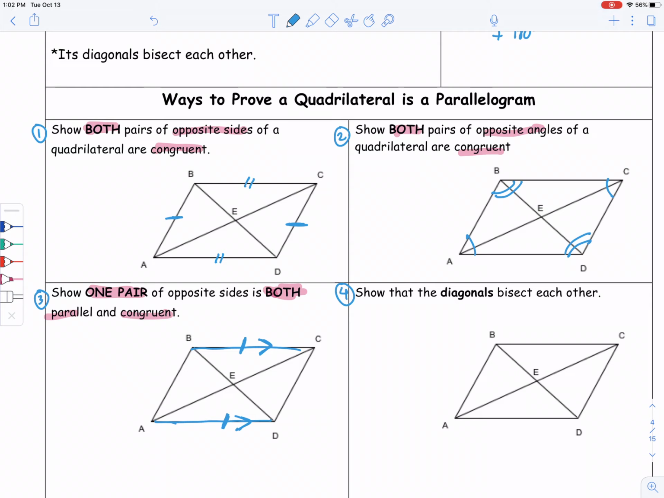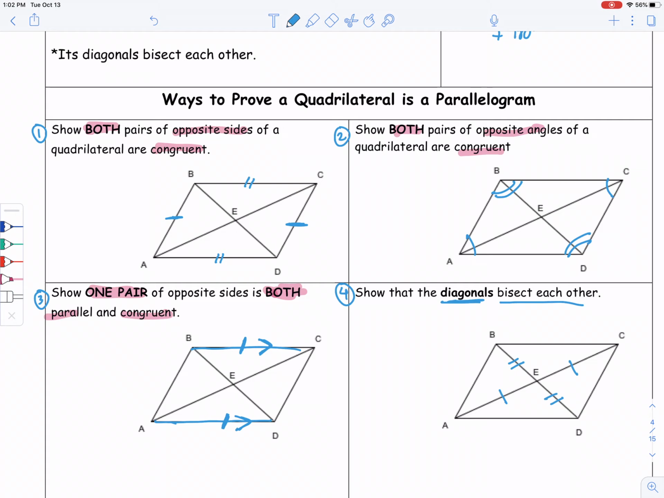Finally, the fourth way is by using the diagonals. If I can show that the diagonals are bisecting each other, meaning they split each other in half, then that's enough to prove that this is a parallelogram. So BE is congruent to ED, also AE is congruent to EC. So just knowing that the diagonals are being bisected is enough to show that this four-sided shape is a parallelogram.